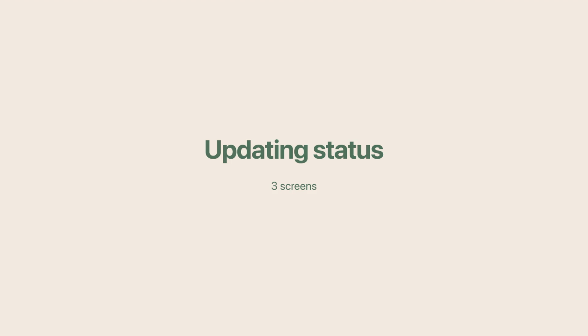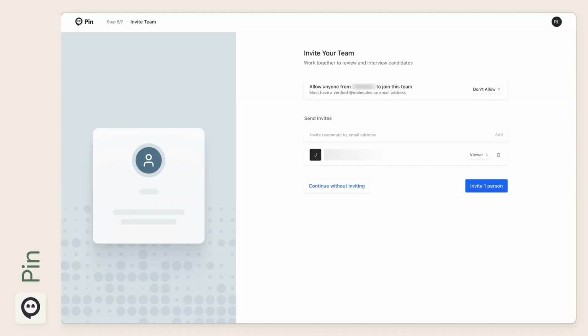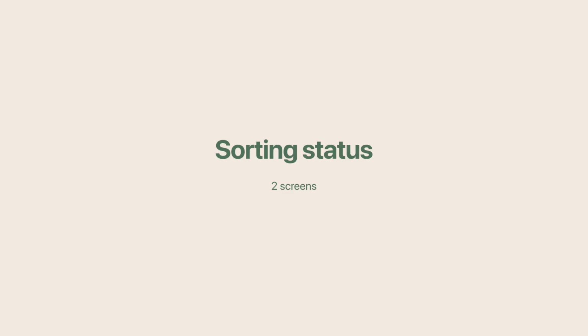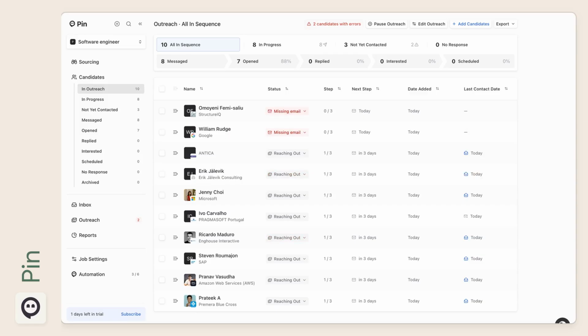Moving forward, let's see how updating status is done. On the team invite screen, change the permission. Next, pick some options from the dropdown. Then, update to allow as viewer. The next feature we'll cover is sorting status. Sort candidates by status to prioritize missing emails.